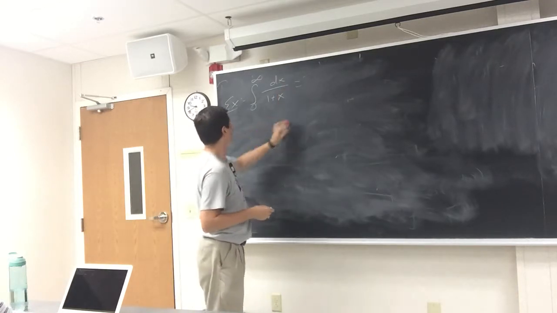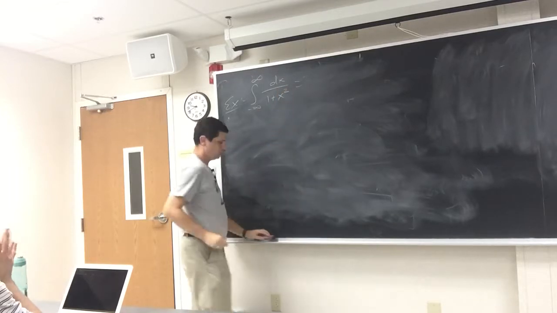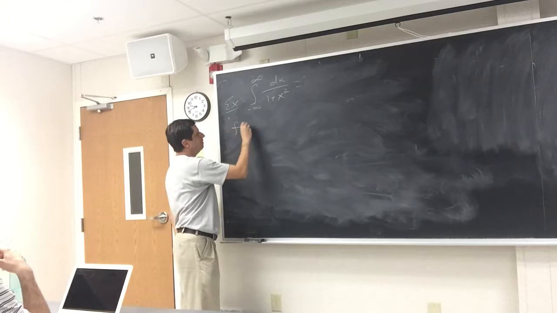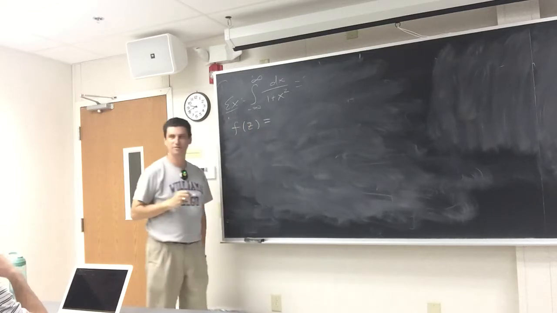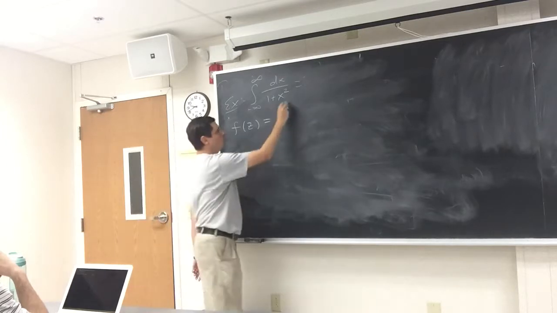So let's consider the following. I need to choose a contour and I need to choose a function. What function do you think I should take for my function f of z? 1 over 1 plus z squared.